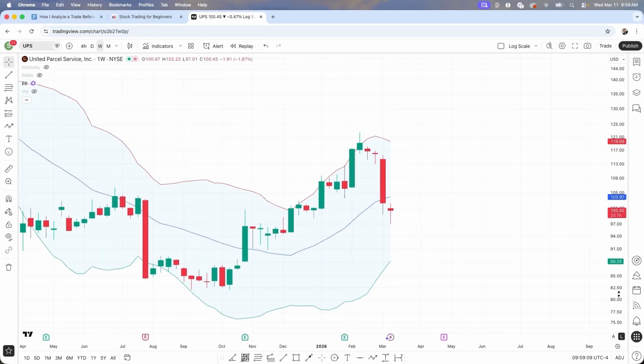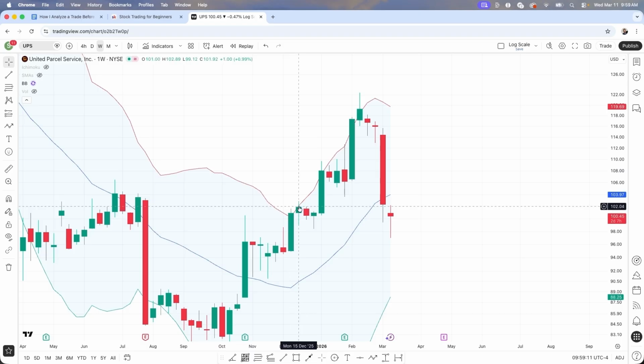And then here we can see that price has ridden up the top of the bands, and generally that acts as resistance. So you don't want to buy when price is generally at the top of these bands. You'd rather buy at some support areas.